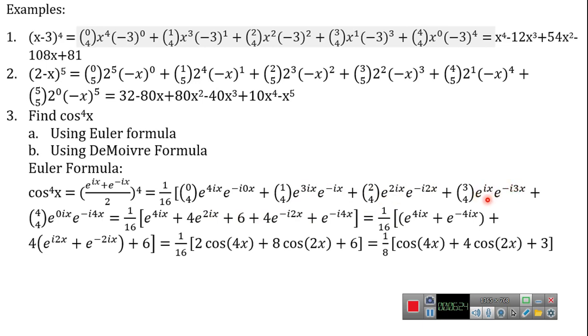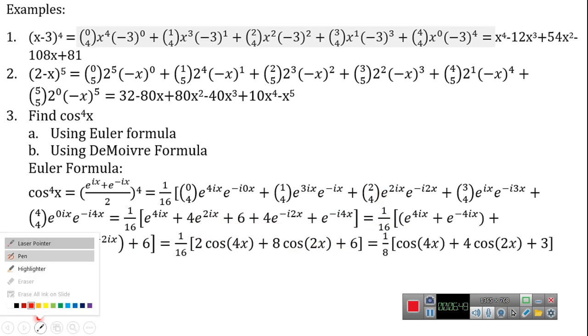Now combination 0 out of 4 is 1. Here this is 1, so e^(4ix). Here 1 out of 4 is 4. If you add the powers here, it will be e^(2ix). Here 2 out of 4 is 6. If you add the powers, it will be e power 0, which is 1, so 6. Here it will be e^(-2ix). Combination 3 out of 4 is 4. You have it here. And the last one, e^(-4ix). Combination 4 out of 4 is 1.